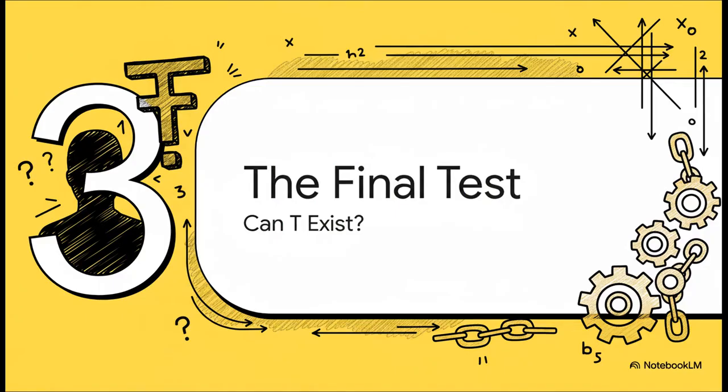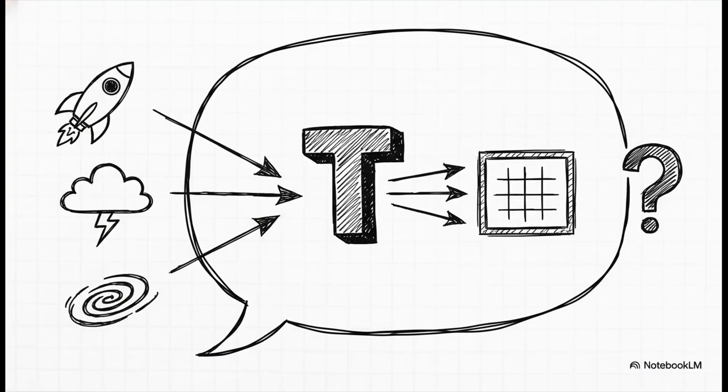Okay, let's take everything we've learned and move on to the final challenge. The plot thickens because now we're introduced to a new character, or suspect, really, a linear transformation called t. And our job is to figure out if this t can even exist, given what we now know about our vectors. Now, this transformation makes a really bold claim. It promises that it can take all three of our vectors, u1, u2, and u3, and map every single one of them to the exact same output matrix.